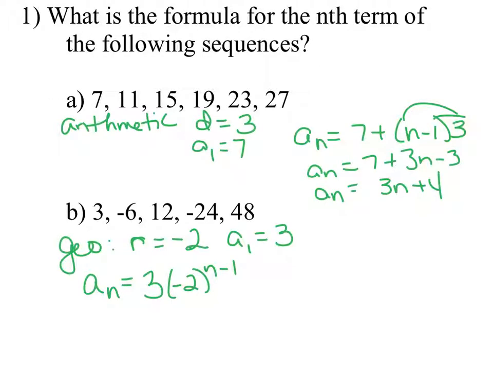All right, so hopefully you got, this one was arithmetic because it went up by 3 every time. It has a common difference. Just put A1 and D into the arithmetic formula and solve. This one is geometric. The common ratio is -2. A1 is 3, and you just plug it into the geometric formula.